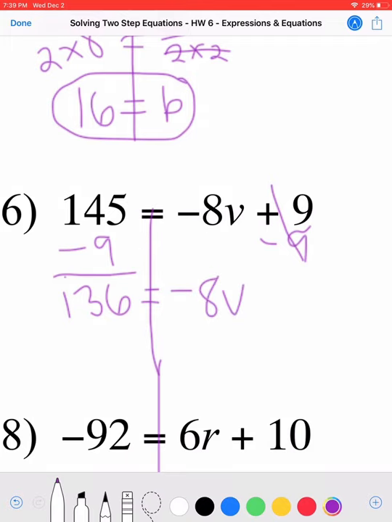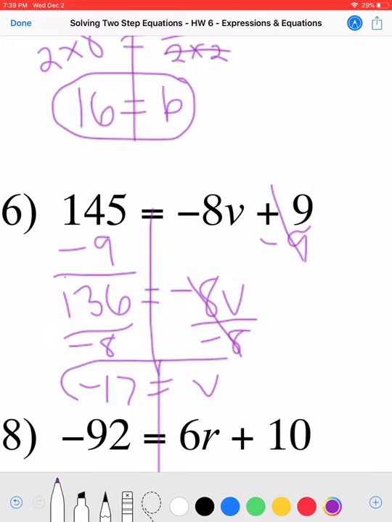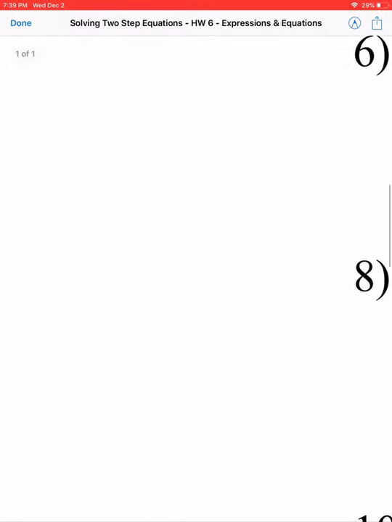This is saying negative 8 times v. So what is the opposite of multiplication? It is division. So we're going to divide by negative 8 on both sides. This side cancels. We're left with v equals 136 divided by negative 8 equals negative 17. I know that that one is not mental math, okay? So, I was your calculator on that one, okay? All right, moving on to number 7.